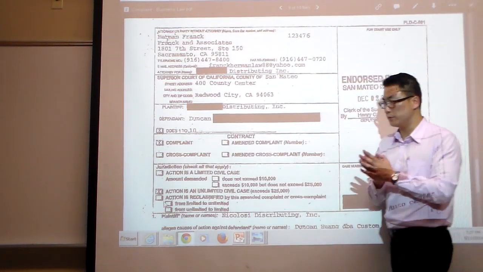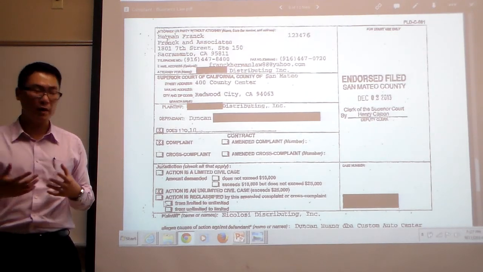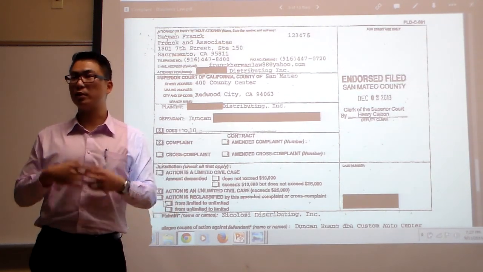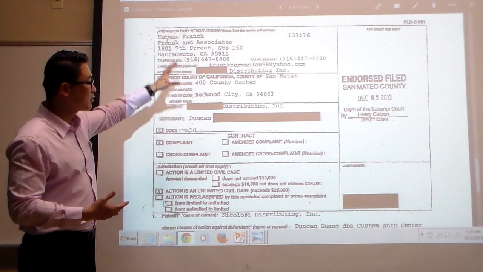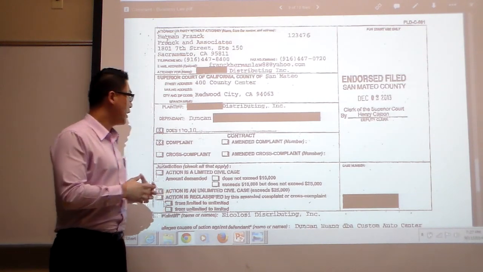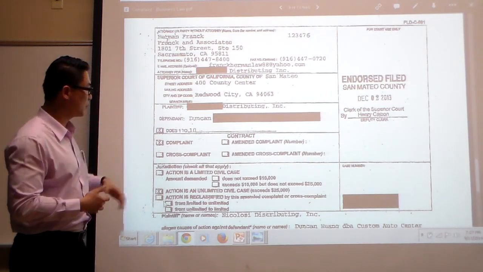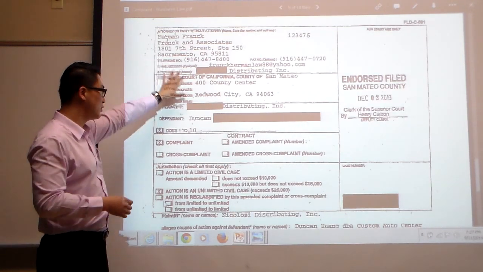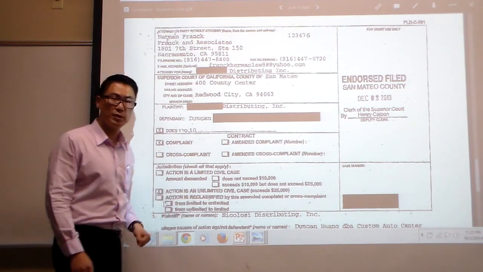And this is the complaint itself. This is a form. All these forms are pre-approved by a committee outside of the courts called the Judicial Council. They approve the courts' systems. So these forms are pre-approved by the Judicial Council, and we call them Judicial Council forms. Usually, when I draft my complaint, I type up my own. But in this case, the opposing counsel decided to use a form complaint. Contact info, same thing. This is a contract complaint, and this is an unlimited case.